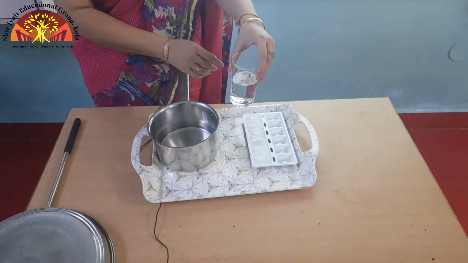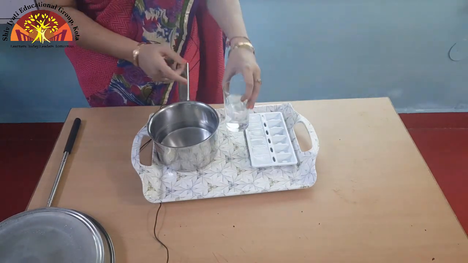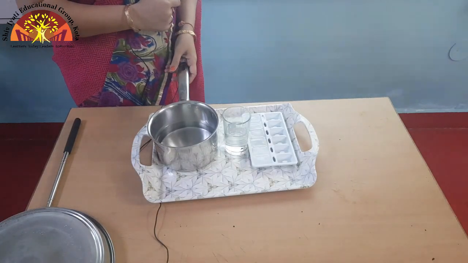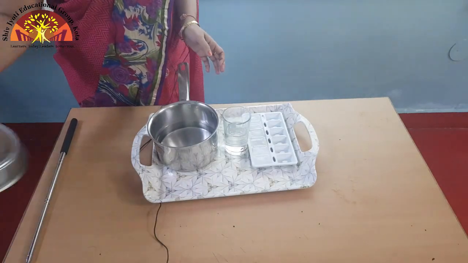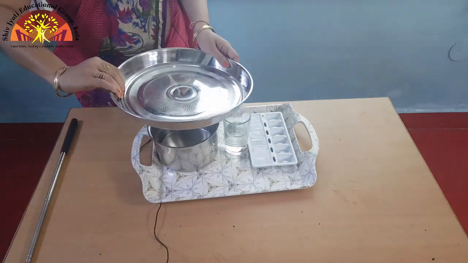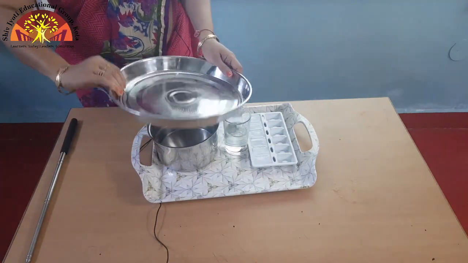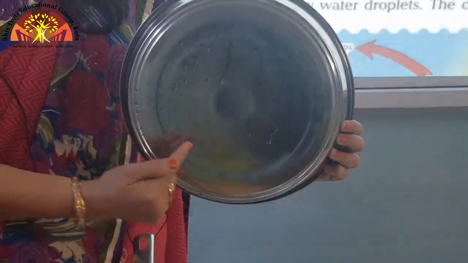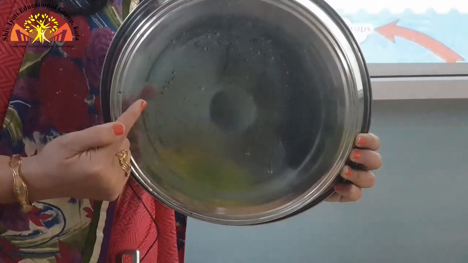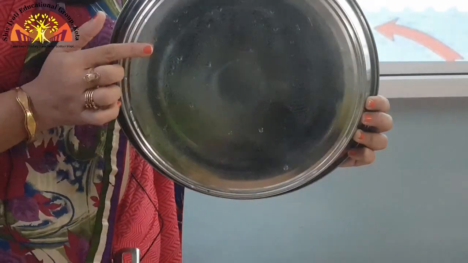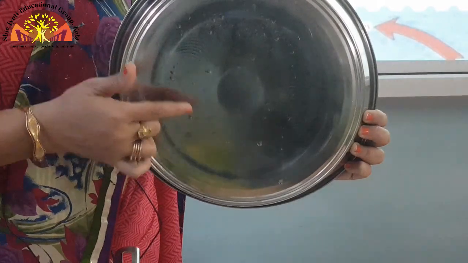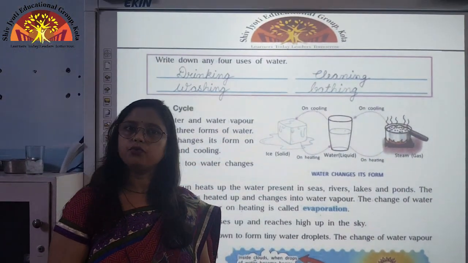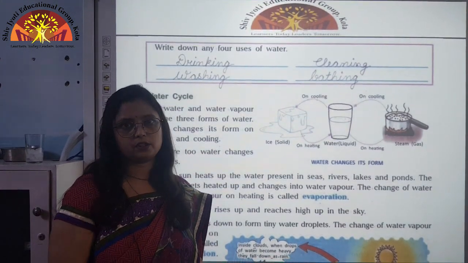This is the liquid form of water, and when we heat this liquid form, then steam comes out of it. This steam is the vapor form of water. See children, we can collect this steam over here on this plate. You can see these drops of water. These drops of water are showing water vapor, which is the gaseous form of water. When they touch this plate, they get converted into liquid form. So these are the different states of water and the changes of states of water.